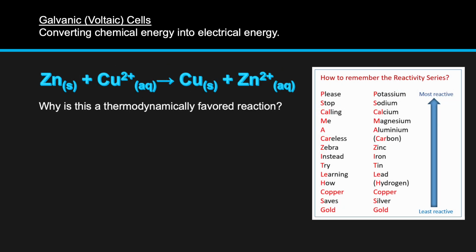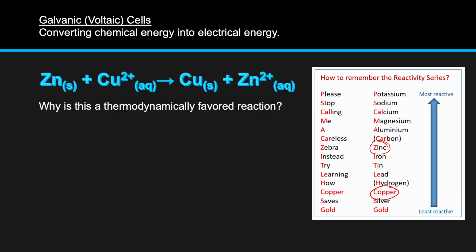All right, so some of you may have been looking at this equation and thinking to yourself, well, why is zinc going to donate its electrons to copper 2+ to form solid copper? Like, why wouldn't copper donate its electrons to form solid zinc? And the answer to that is because of the reactivity of our two metals. Now, because zinc is more reactive than copper, zinc is more likely to donate its electrons than copper is, which is why zinc is the one being oxidized and copper is the one being reduced.